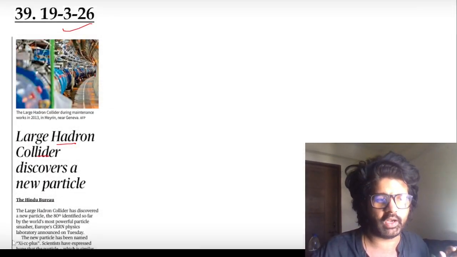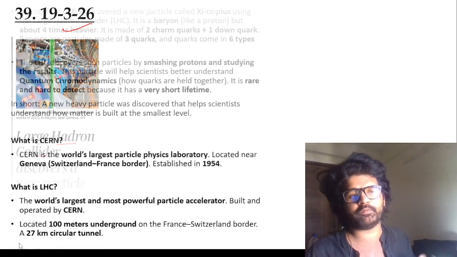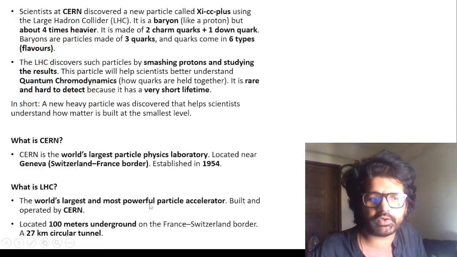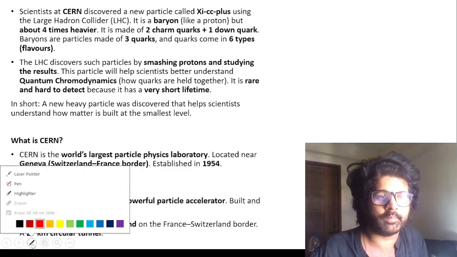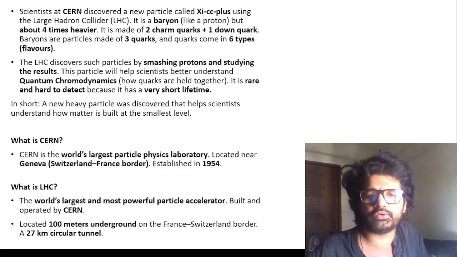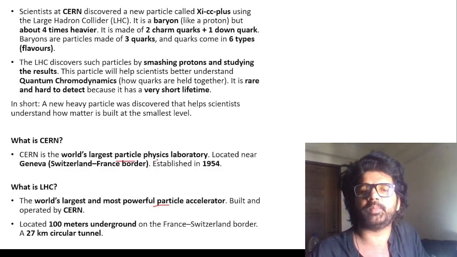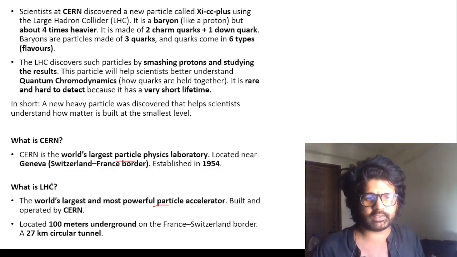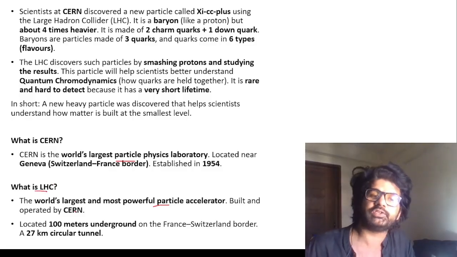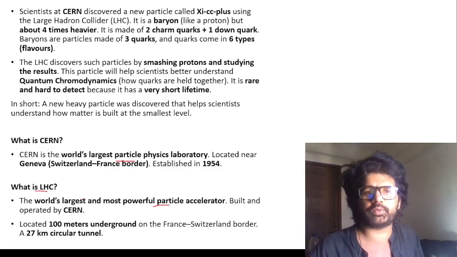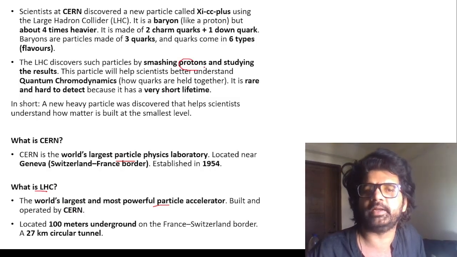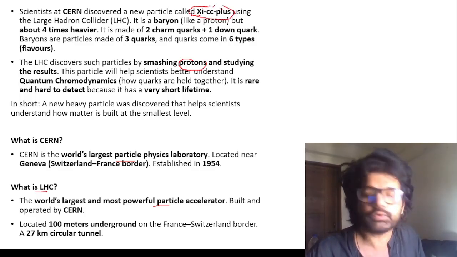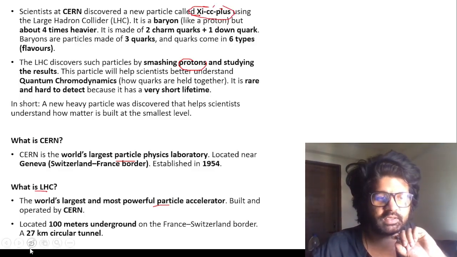The Large Hadron Collider is located at the France-Switzerland border. It is a particle accelerator in CERN, the world's largest particle physics laboratory. There are many other particle accelerators, but LHC is very famous, the world's largest and most powerful. Here they smash protons and other particles at nearly the speed of light, and they have discovered a new particle called Xi-cc plus plus. Before understanding it, let's understand some basic fundas.